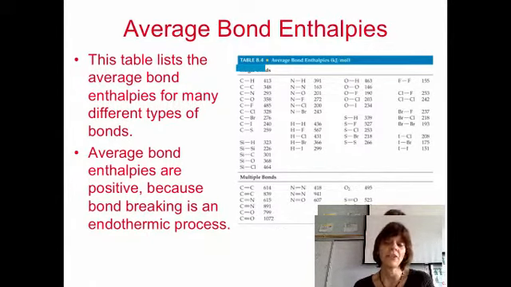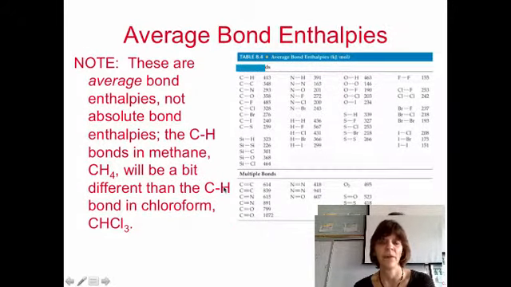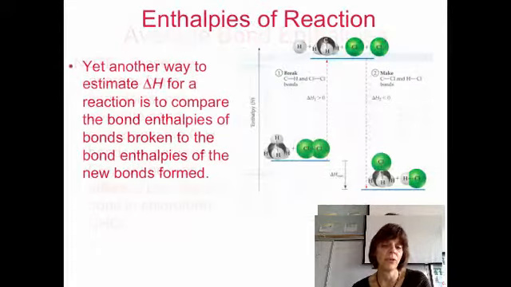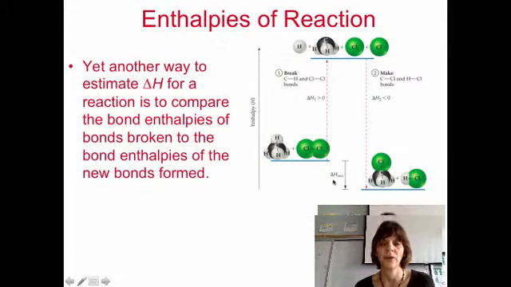Bond formation is exothermic. The average bond enthalpies are not actually absolute bond enthalpies. Sometimes they can change a little bit, say the carbon hydrogen bond in methane versus in a bigger molecule. What's recorded are averages.